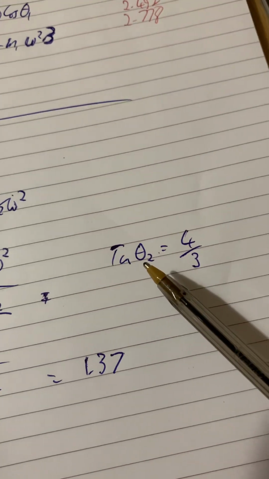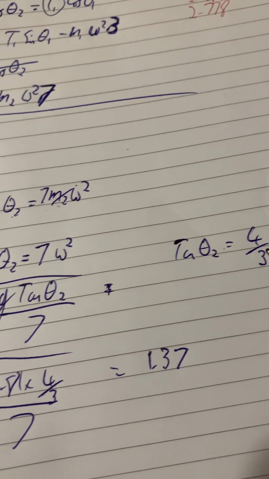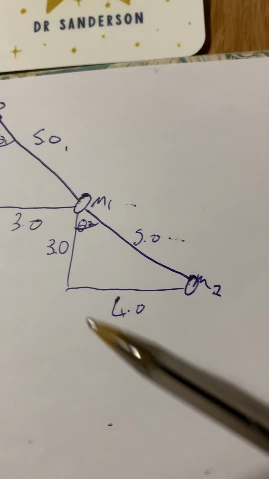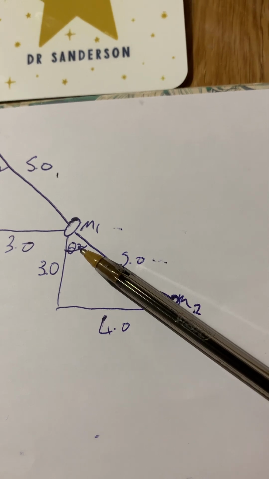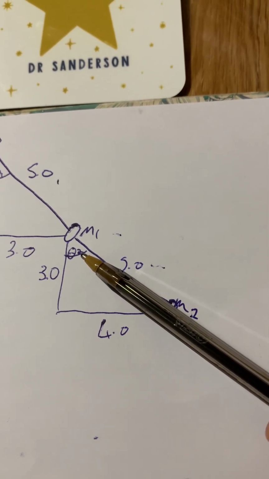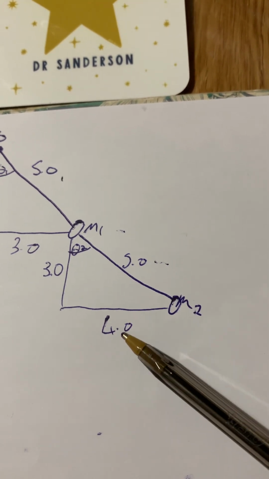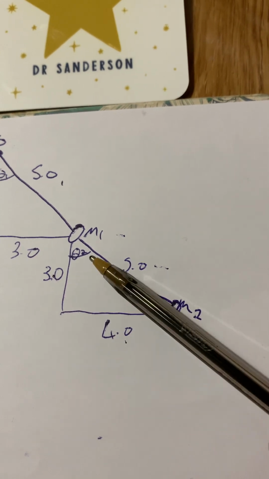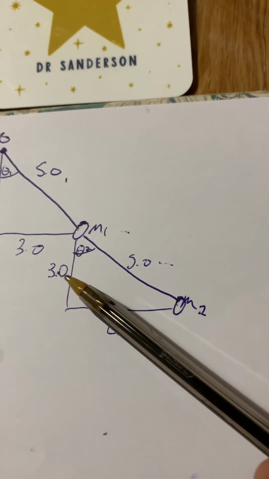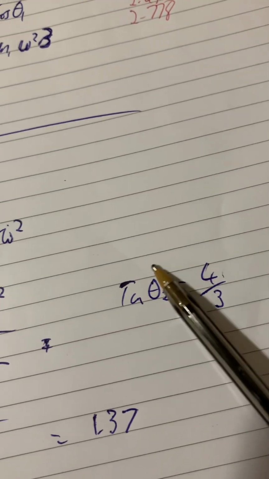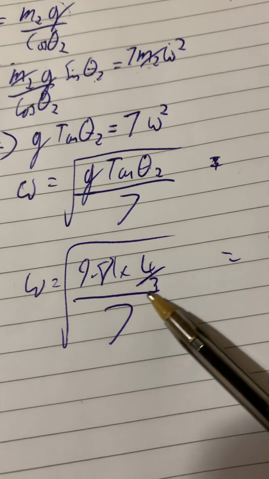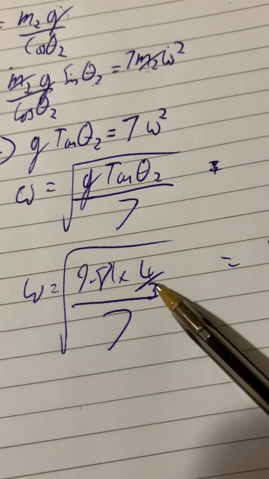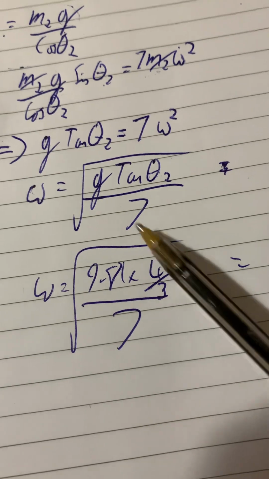We also know that tan theta 2 is equal to 4 over 3. So if I look at this, there's theta 2. Tan is opposite over adjacent, which is 4 divided by 3. So tan theta 2 is equal to 4 upon 3, 4 over 3. So that's this. So if I take this, substitute that into there, we get this: 9.81 times 4/3 over 7, rooted.